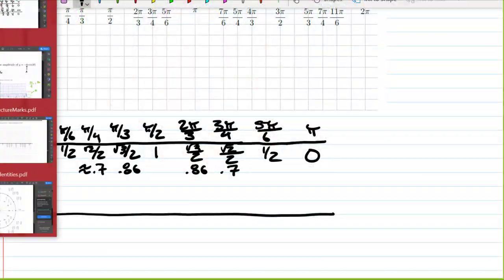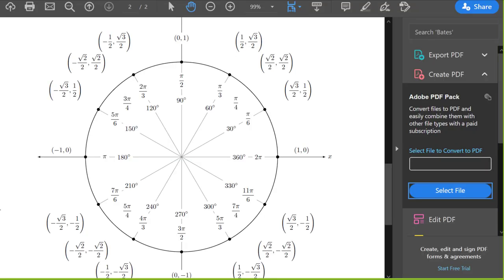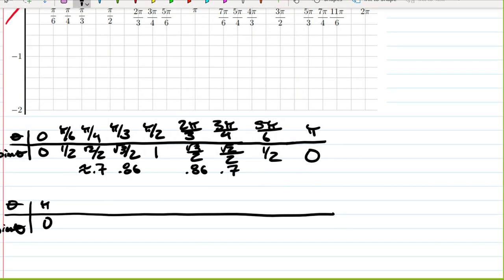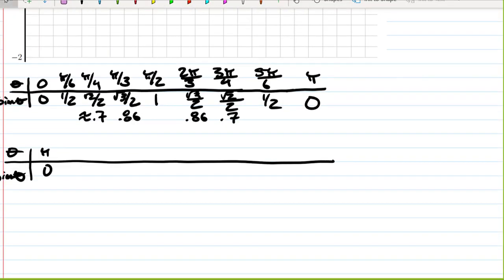So if we keep going around our unit circle, we're at pi, our next angle is going to be 7 pi over 6. And in quadrants 3 and 4, we'll notice that our y values have become negative. So in quadrants 1 and 2, sine is always positive because y is positive. In quadrants 3 and 4, sine is always negative because y is negative. So at 7 pi over 6, we get negative a half, negative root 2 over 2, negative square root of 3 over 2, and so forth.